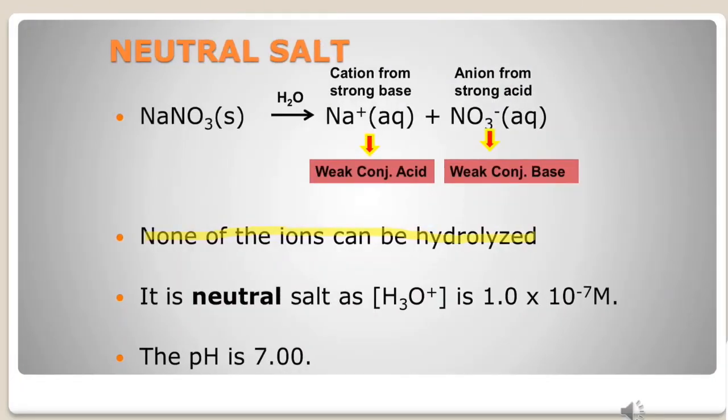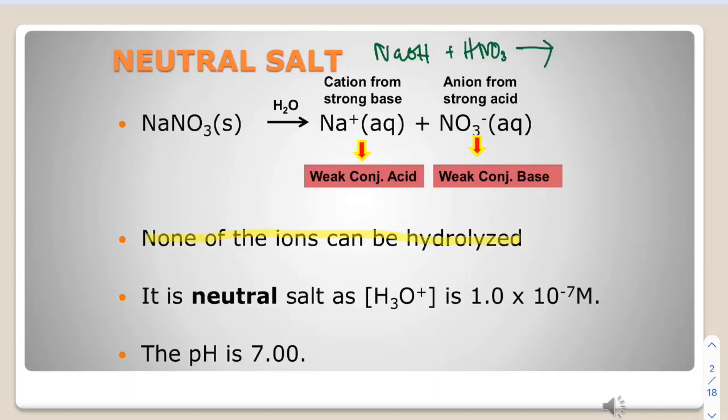Let's look at the first salt, which is a neutral salt. The example given here is the sodium nitrate salt. How the sodium nitrate salt is produced is by the reaction between sodium hydroxide with nitric acid. During this neutralization reaction, it will produce sodium nitrate and also H2O. So we know that salt will 100% dissociate into its ions, which are Na+ and nitrate ion.